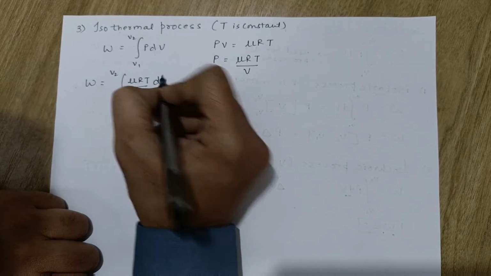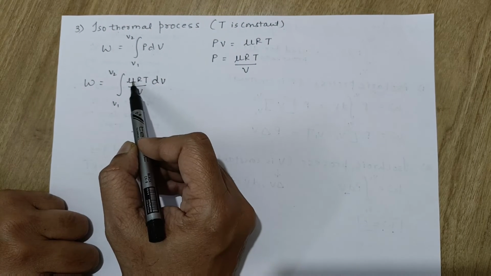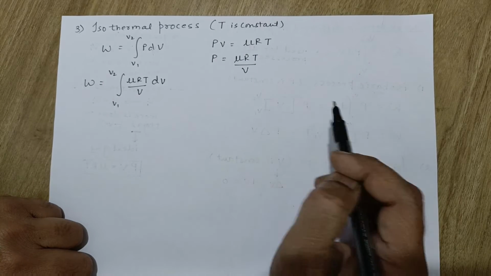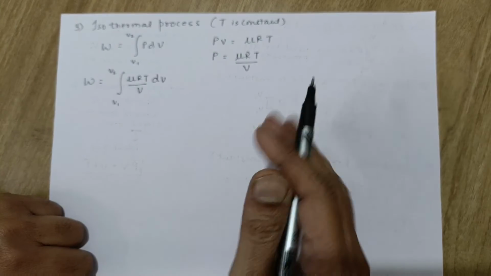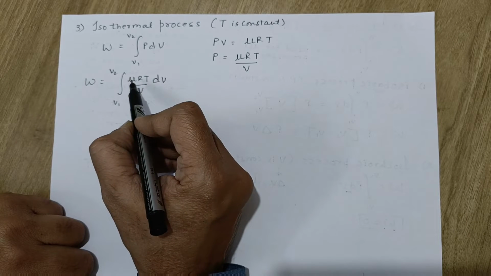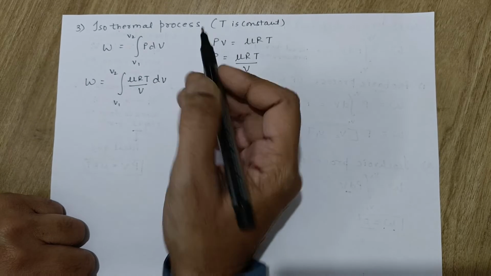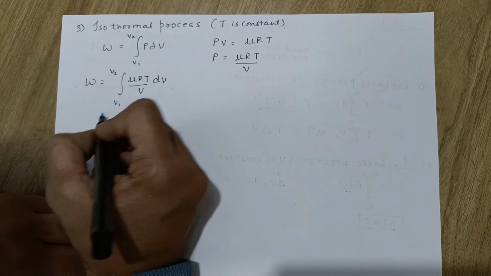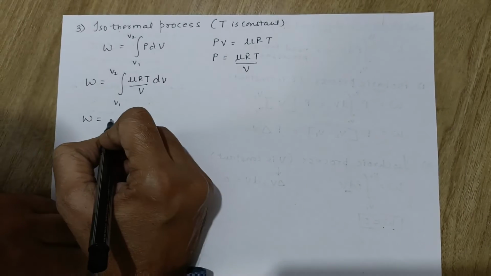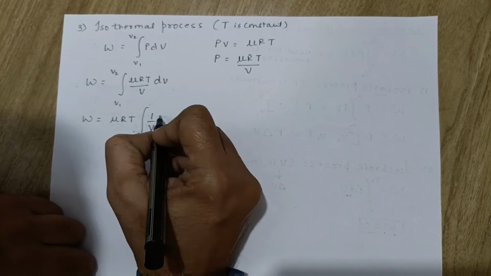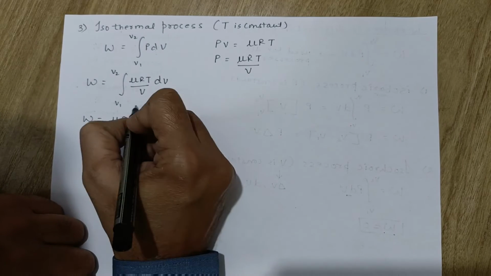Now if you look carefully, mu, the number of moles of the gas, is constant. When we talk about the work done on the gas or by the gas, we don't usually change the amount of the gas. So mu is constant, R is constant, and T is constant due to the fact that it's an isothermal process. So these three will come out. That means work done is equal to mu RT times the integration of 1 by V dV from V1 to V2.